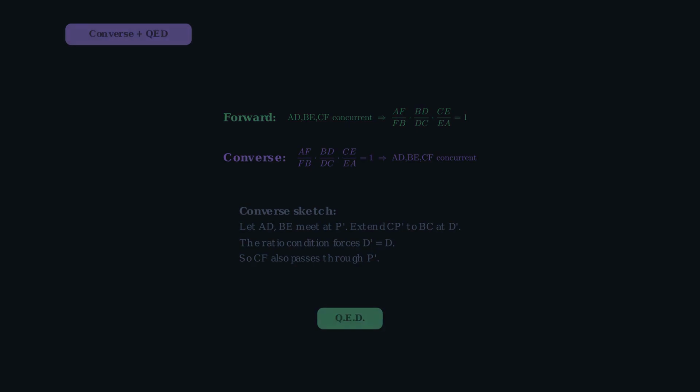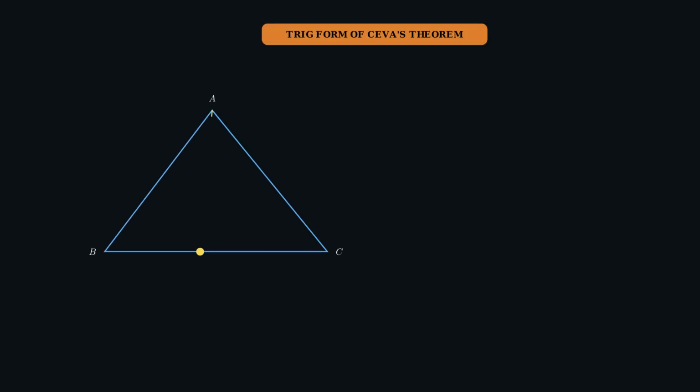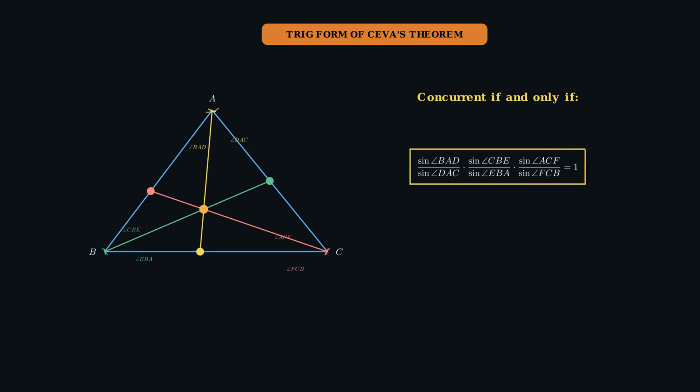QED. The trigonometric form of Ceva's theorem. Sometimes we know the angles the Cevians make at each vertex, but not the lengths of the segments. In that case there is an equivalent condition using sines. The Cevians are concurrent if and only if sine of angle BAD over sine of angle DAC times sine of angle CBE over sine of angle EBA times sine of angle ACF over sine of angle FCB equals 1. This is especially useful in Olympiad problems where angle information is given directly.